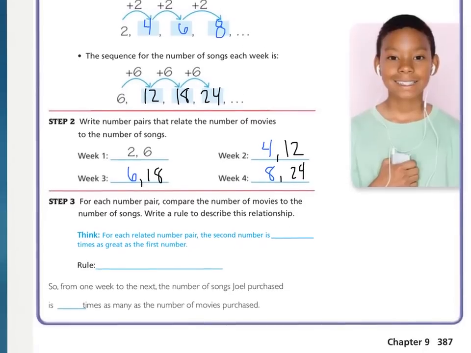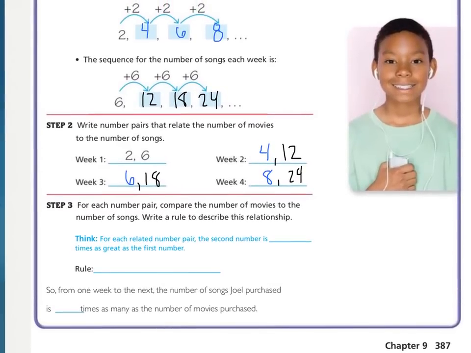So let's look at step 3 now. For each number pair, compare the number of movies to the number of songs. Then write a rule to describe this relationship. So think, for each related number, the second number is blank times as great as the first number. How many times does it take to get from this first number, 2, to get 6? How many times does it take you to get from 4 to 12? And so on. Think that through. Try it. Press pause.